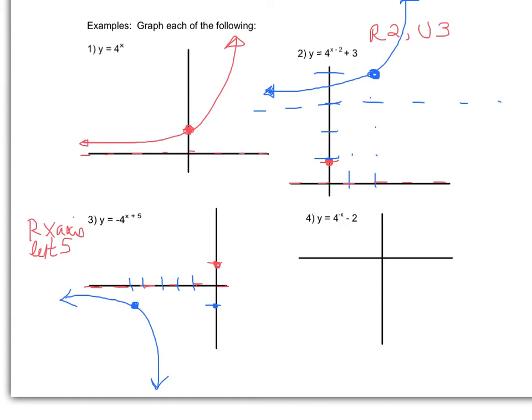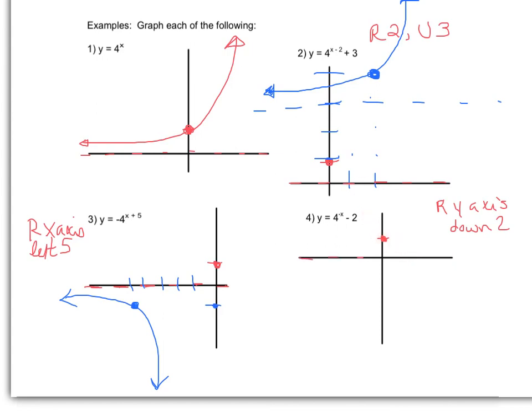And then finally on number 4, again, I have a negative, but now it's inside of my function, so I know that that's going to reflect over the y-axis. I'm subtracting from the outside, so I'm also going to go down 2. So I would normally have a y-intercept right here. Notice reflecting over the y-axis isn't going to change that y-intercept. However, it is going to change from looking like a growth function to reflecting over to look like a decay function. I'm also going to have to go down 2.